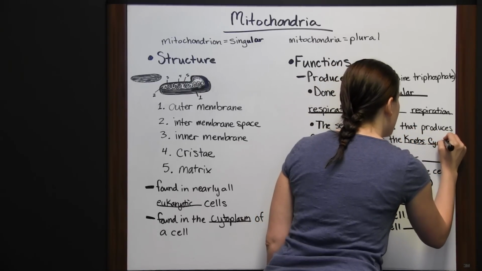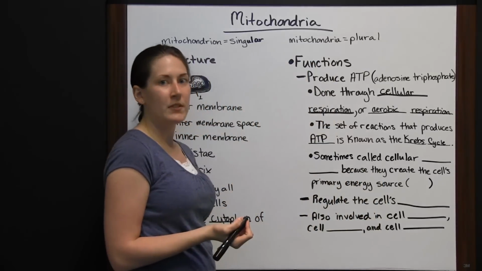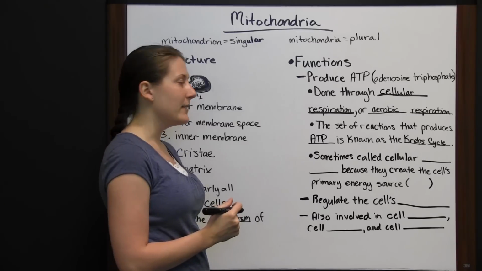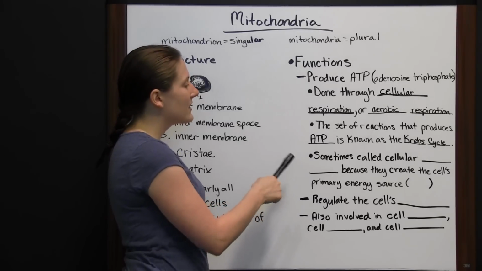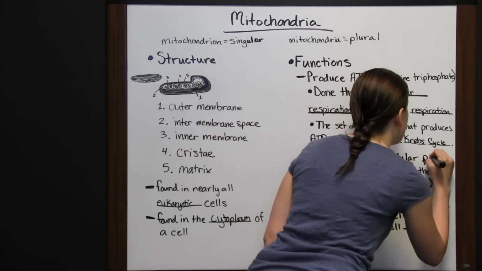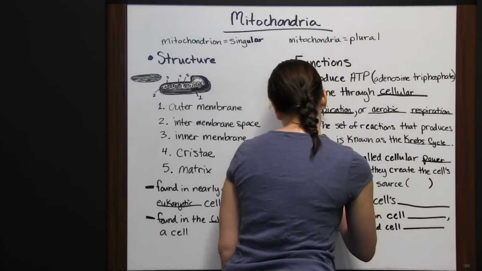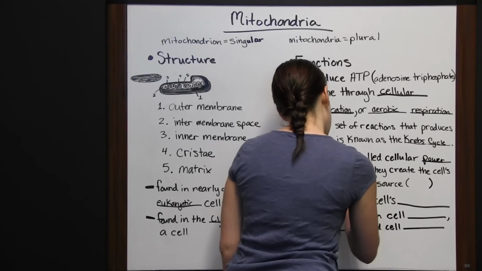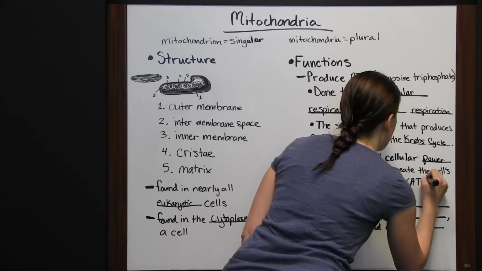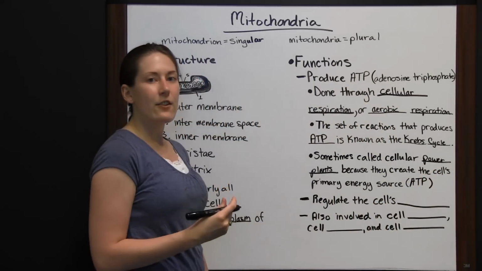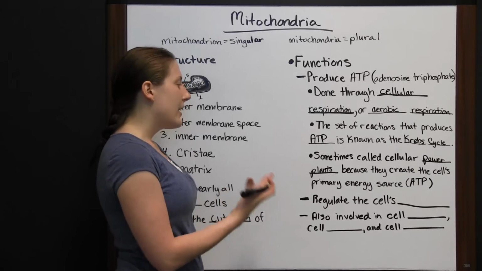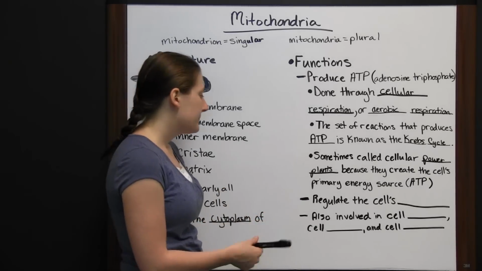So, the mitochondria is involved in the Krebs cycle because it goes through some of those reactions to produce ATP. And the mitochondria is sometimes called cellular power plants or powerhouses because they create the cell's primary energy source, which is ATP. So since they create the primary energy source that the cell has to use, they are called cellular power plants.